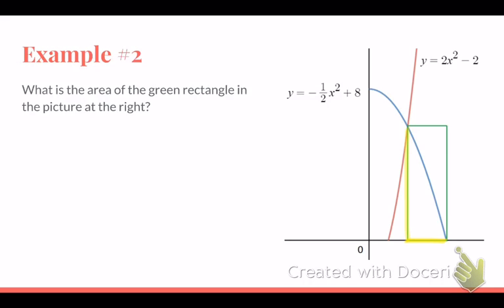Okay, so I want to show you guys really quickly before the bell rings how to solve this problem. If it does ring, give me a minute to finish explaining it, and then I'll let you guys go.